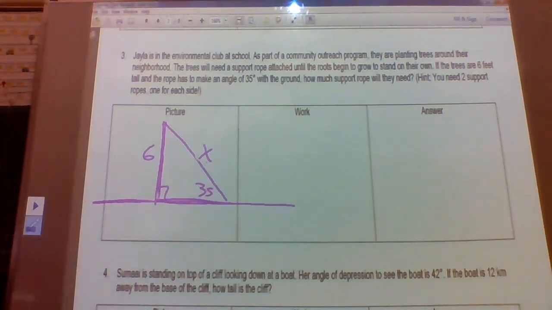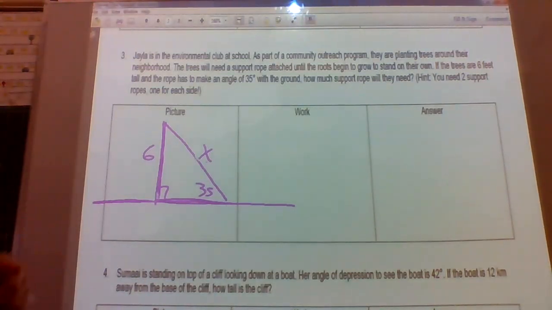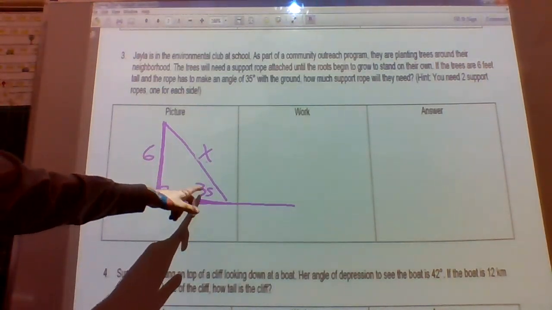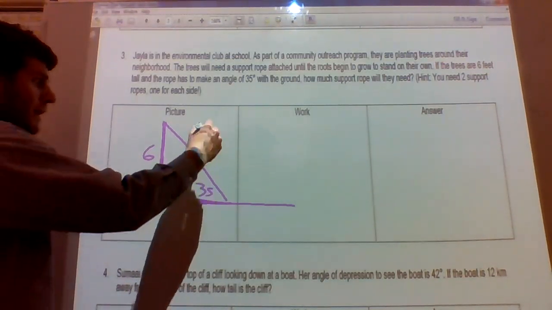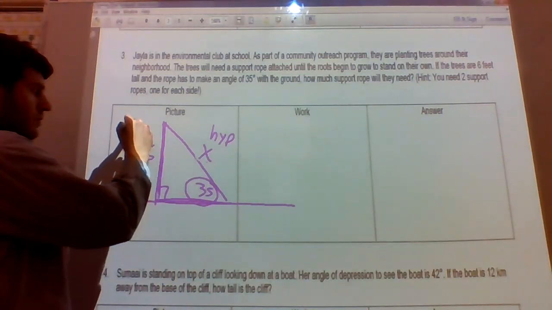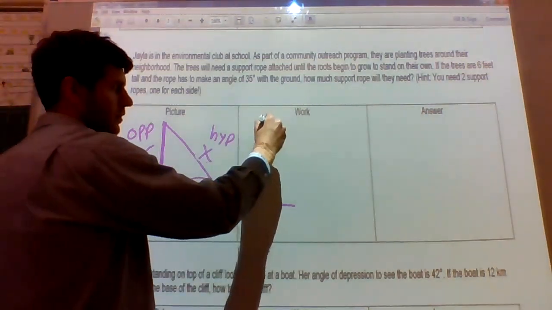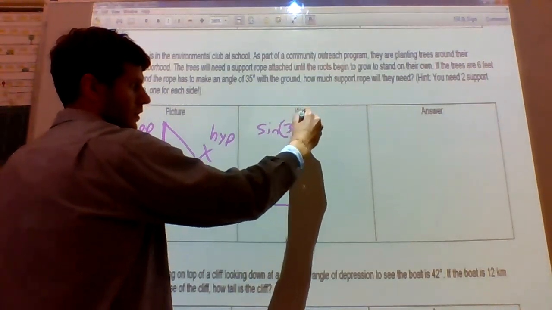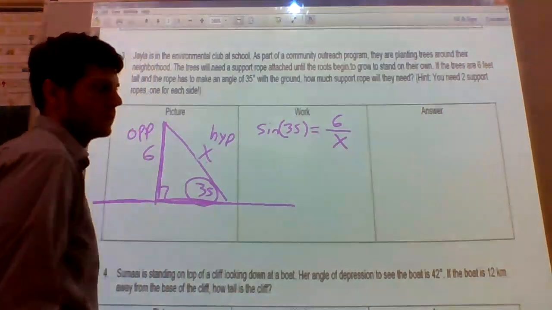Okay, it's a right triangle. So again, our 3 options are trig, inverse trig, or Pythagorean theorem. We are finding a side, so it's either trig or Pythagorean theorem. We have a side and an angle, so that's going to be regular trig. Hypotenuse is across from the right angle. Circle the angle, across from it is opposite. So we're going to use sine, opposite and hypotenuse. So sine of 35 is going to equal opposite over hypotenuse.